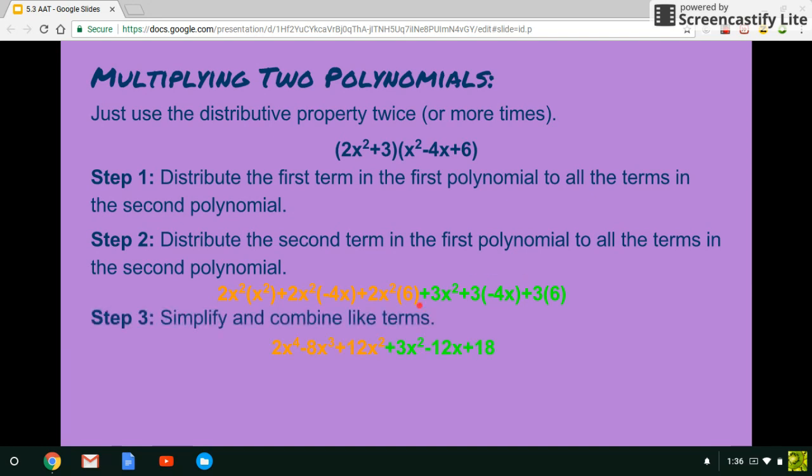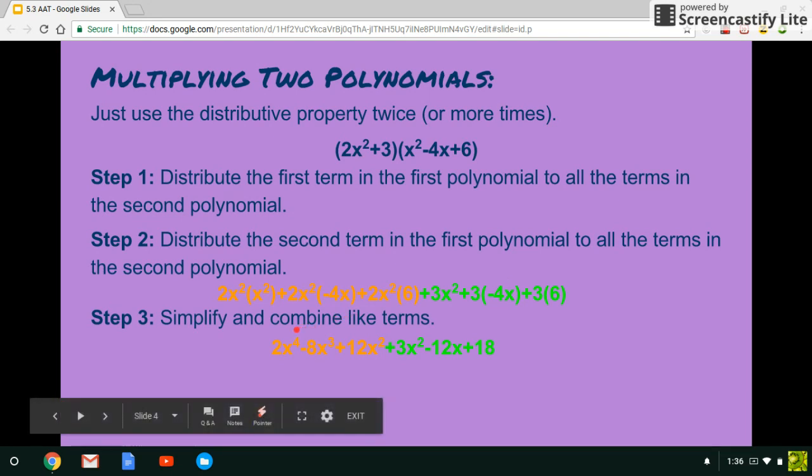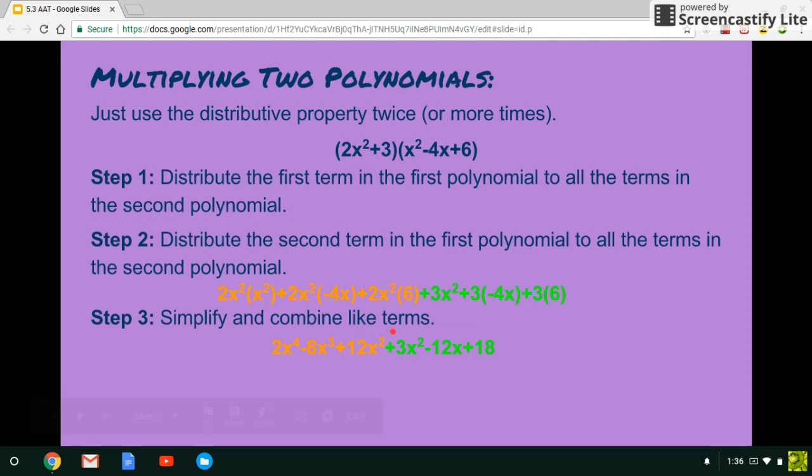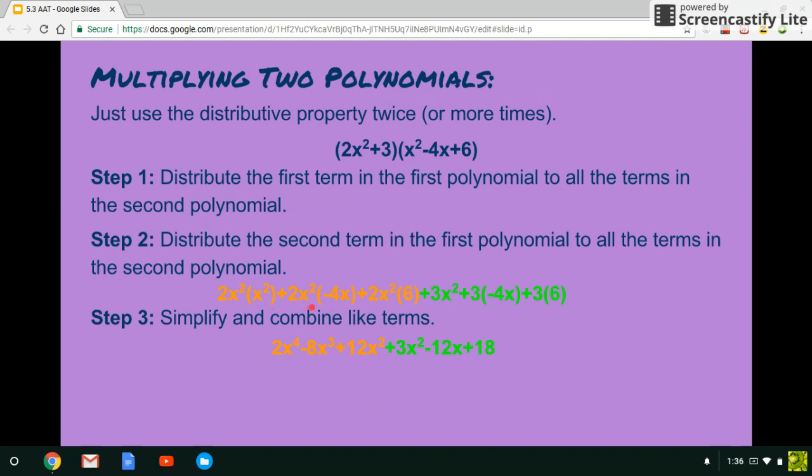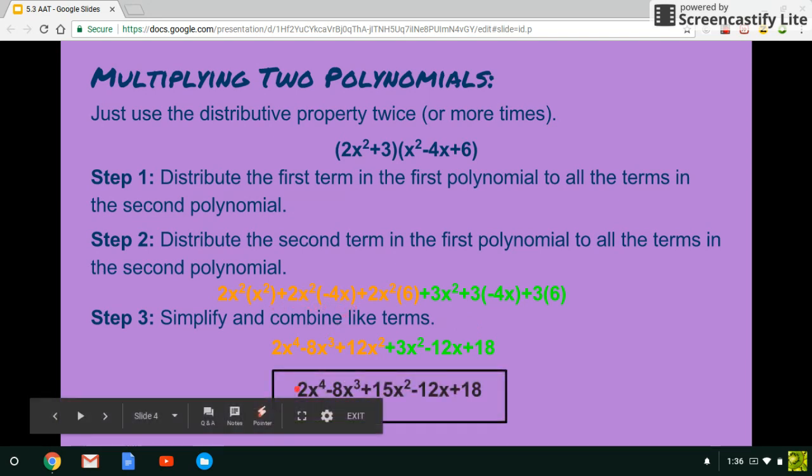Our third step is going to be to simplify and combine like terms. So simplifying, we get 2x to the fourth minus 8x cubed plus 12x squared plus 3x squared minus 12x plus 18. So that's just multiplying each of these things out. And then we have to combine our like terms. So we get 2x to the fourth minus 8x cubed plus 15x squared minus 12x plus 18 for our final answer.